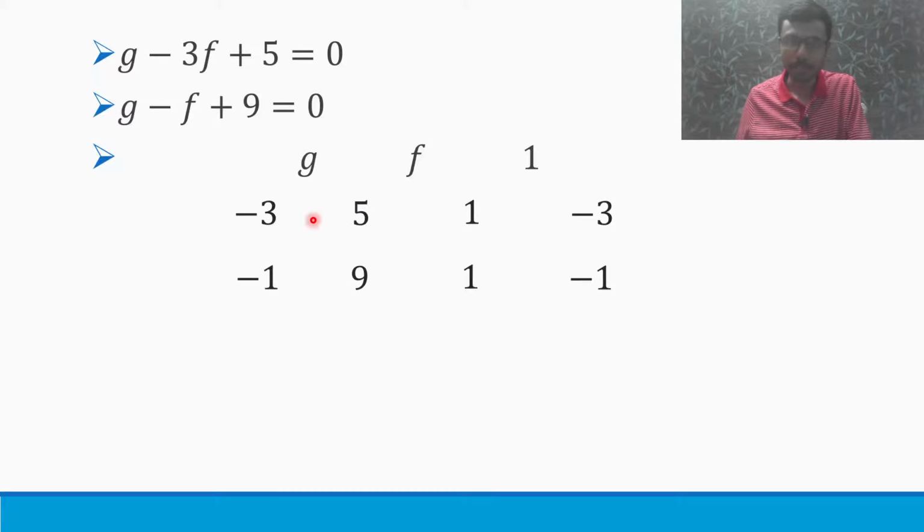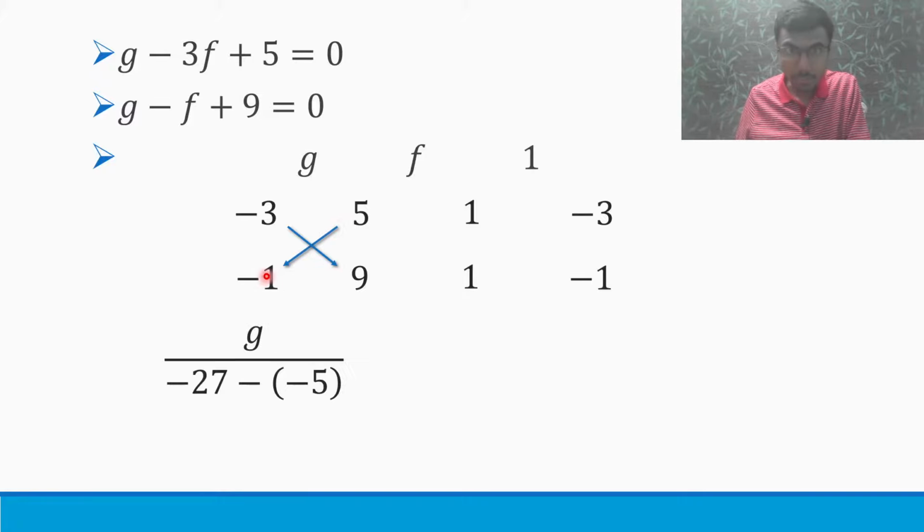Now see, g by what I'd get is g divided by -3 into 9 minus 5 into -1. What is -3 into 9? -27. Minus what is 5 into -1? -5. So -27 minus of -5. Initially it might seem difficult, but with practice this will feel easy.